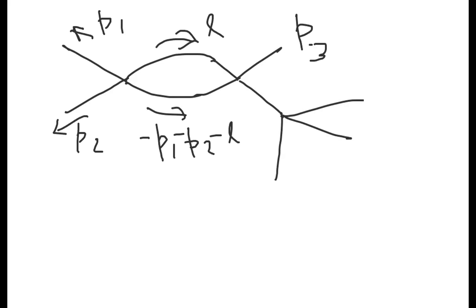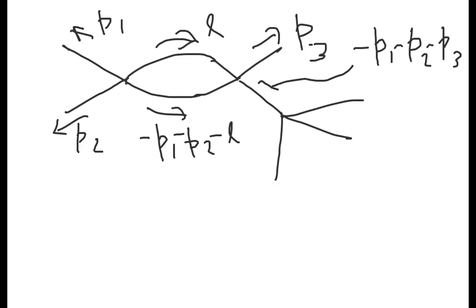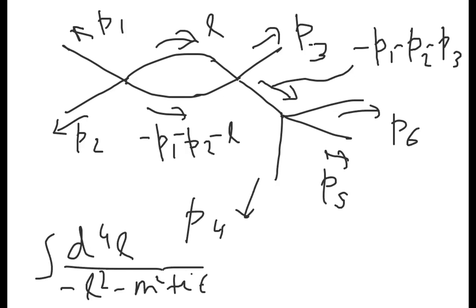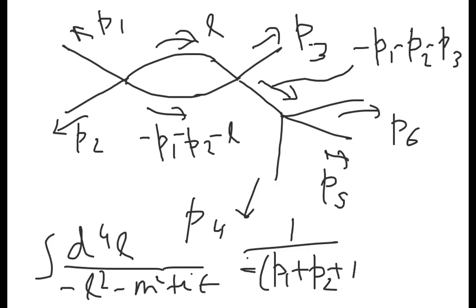Let's say P3 is going out. So the momentum here will have to be minus P1 minus P2 minus P3, and then this is going this way, and then P4, P5, P6. So this is divergent because you have the integral d4L over L square minus M square plus i epsilon, and then 1 over (P1 plus P2 plus L) square minus M square plus i epsilon. So this is logarithmically divergent, as you can see, because d4L over L to the 4.